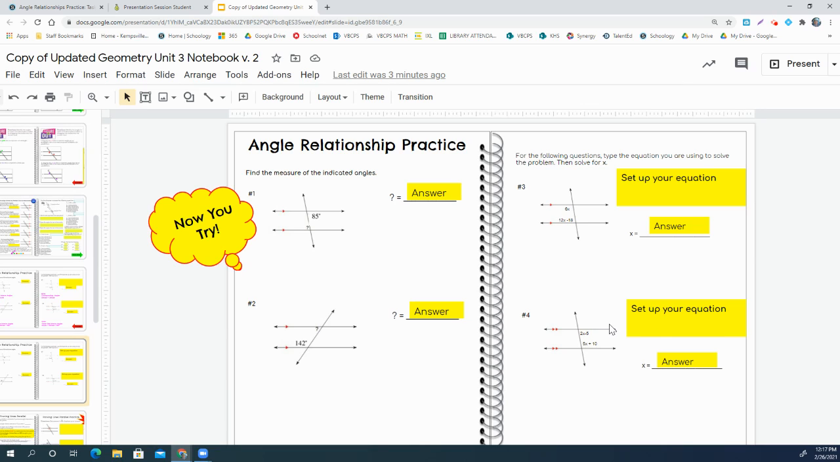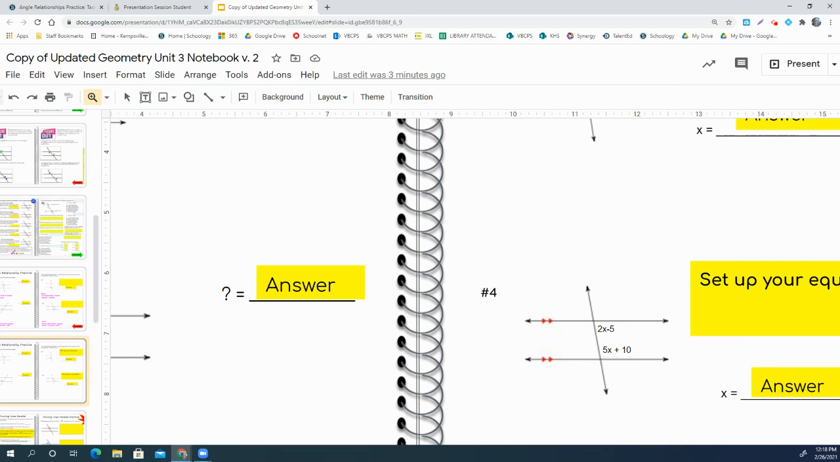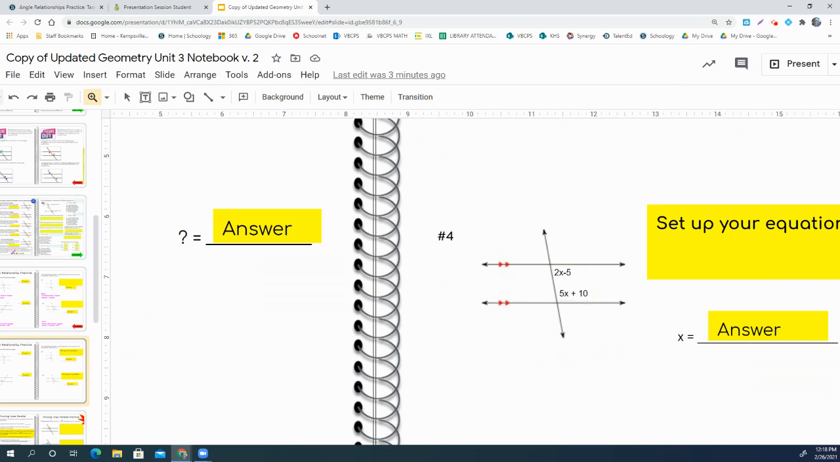Fantastic. And then down here, same thing. These 2 are supplementary. They're same side supplementary. So we're going to add these 2 and have them equal 180 as well. What did you get for number 4? Anybody? Throw it in the chat. Number 4, I got 25. Do we need to look at that one? Are we okay on that one? So we get 7x plus 5 equals 180, and then solve it from there.